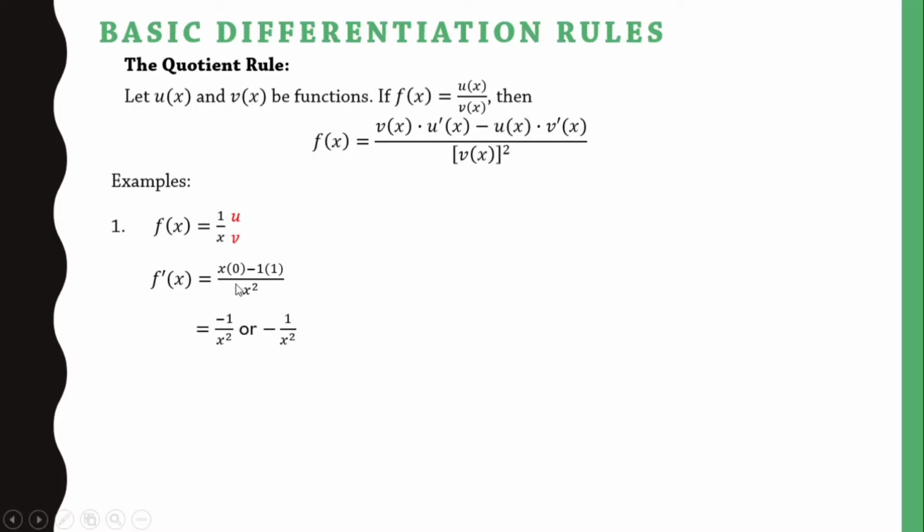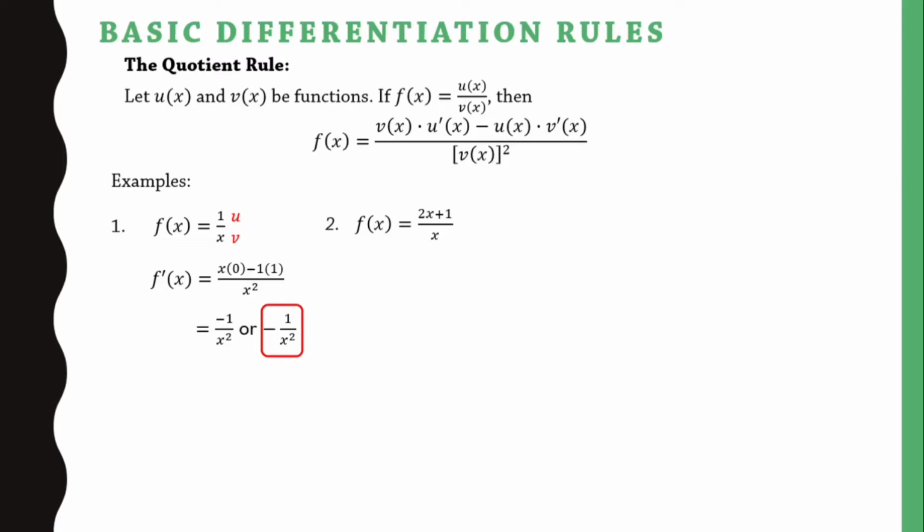Simplify this. x times 0 is 0, minus 1 times 1 is 1. 0 minus 1 is negative 1, all over x squared. Or that is negative 1 over x squared. So, the derivative of f of x equals 1 over x is negative 1 over x squared.